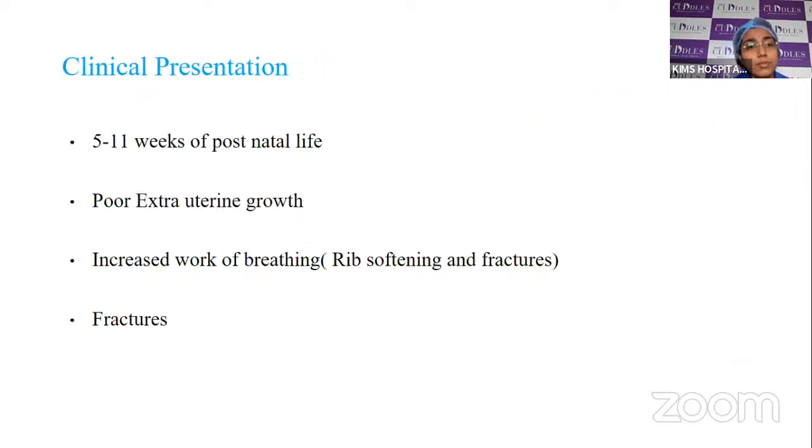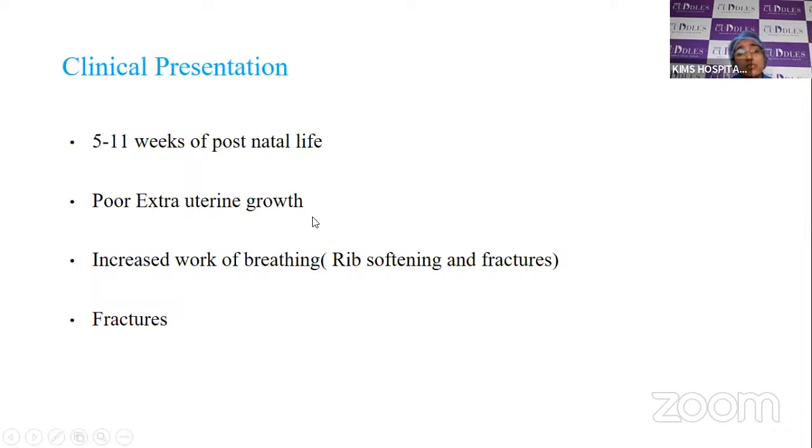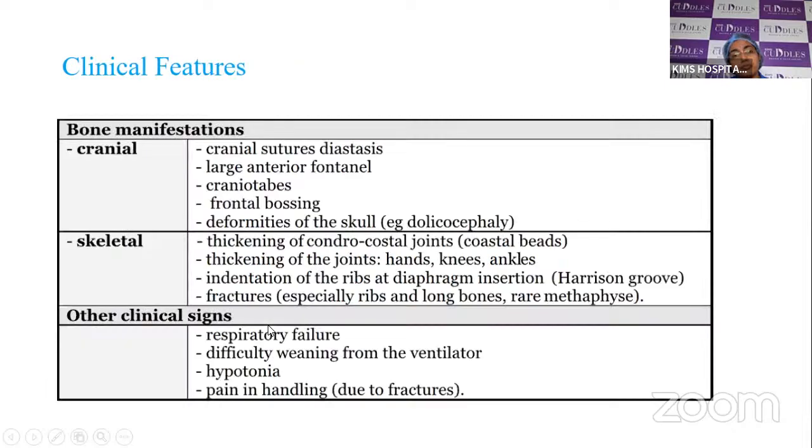Now we'll come to the clinical presentation. Mostly the osteopenia of prematurity presents at 5 to 11 weeks of postnatal age. And it presents with poor extrauterine growth, increased work of breathing due to rib softening and fractures, leading to alterations in the lung compliance, and fractures.